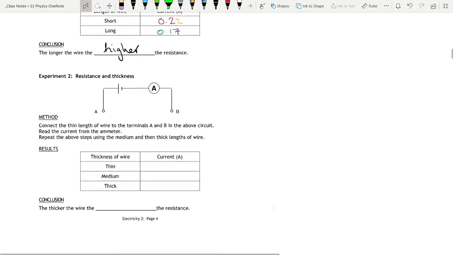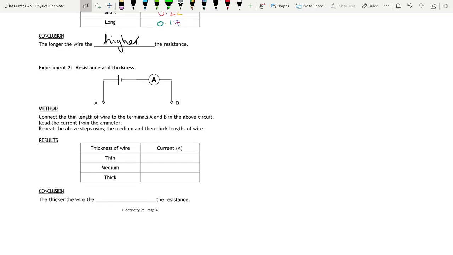Okay. Resistance and thickness. So second desk back. What did you get for your results for thin, medium, and thick? 4.09. 4.18. And 0.38. Okay, good. So what did you get for your conclusion? The thicker the wire, the higher the current, but lower the resistance, yeah. It does mess with your brain a little bit because you're like, oh, it's a higher current, but it's actually a lower resistance. Yeah, very good.